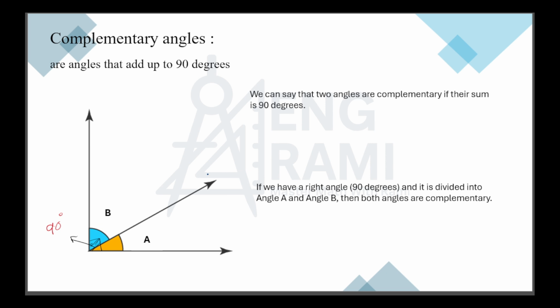If we just look here, we know that we have angle A and angle B. It's clear from here that angle A plus angle B equals 90 degrees, since this is a right angle from the shape. If we have a right angle, 90 degrees, and it is divided into angle A and B, then both angles are complementary to each other. This is the main rule: if A plus B equals 90, then both angles are complementary.